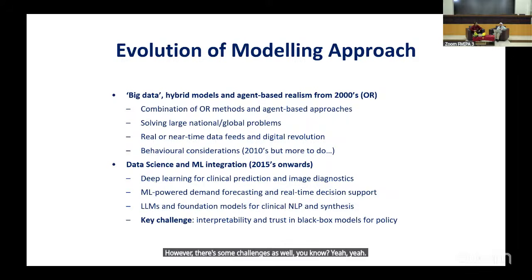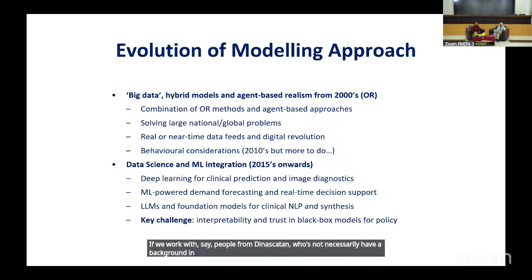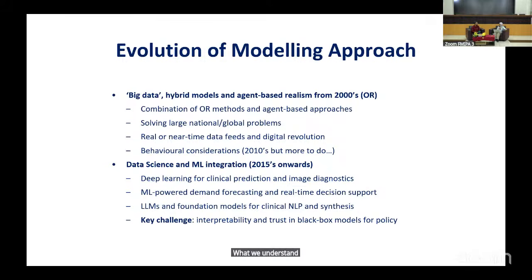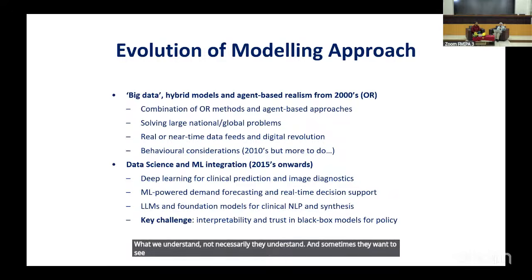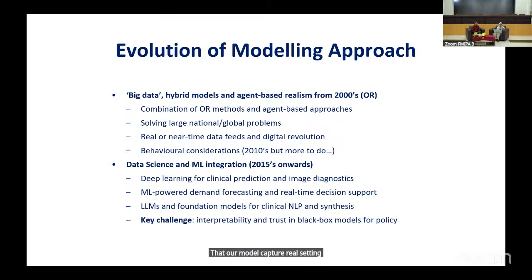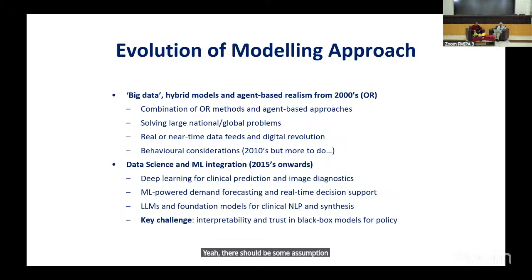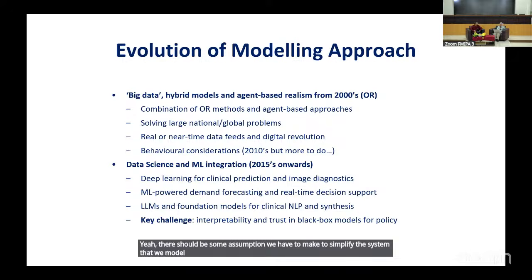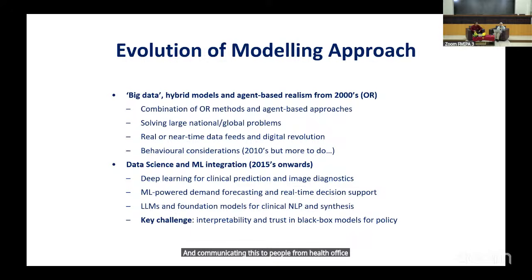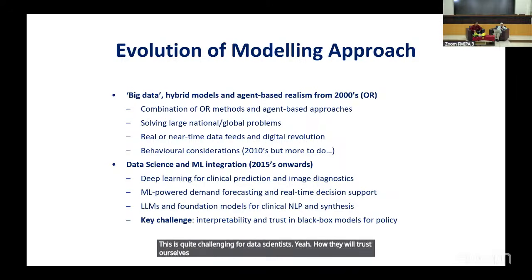However, there are some challenges as well, like interpretability. Certainly in my line of work, as I mentioned earlier with some of the lecturers, if we work with people from Dinas Kesehatan who don't necessarily have a background in simulation modeling, what we understand, they don't necessarily understand. Sometimes they want to see that our model captures the real setting of their hospital or system. This is difficult because, with respect to data, we cannot capture everything. We have to make some assumptions to simplify the system that we model. Communicating this to people from the health office, or any stakeholder, is quite challenging for data scientists. How will they trust that we build their system as a model?